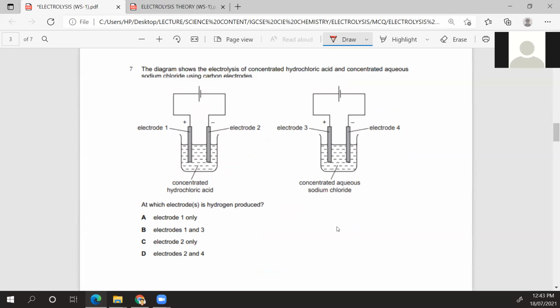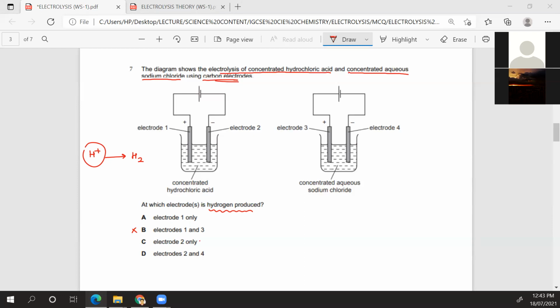The diagram shows the electrolysis of concentrated HCl and concentrated aqueous sodium chloride using carbon electrodes. At which electrodes is hydrogen produced? See, we know that hydrogen is produced from H+, which means it has to be a negative electrode. So electrode 1 and electrode 3, wherever there is 1 and 3, automatically gets ruled out. So A automatically gets ruled out. Now, yes, Kashni. I think it's C. Okay, let us check. Electrode 2 only.